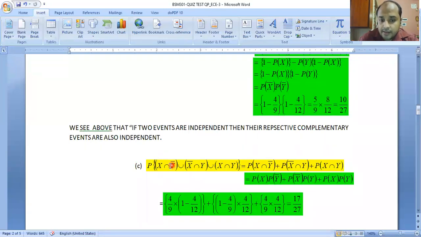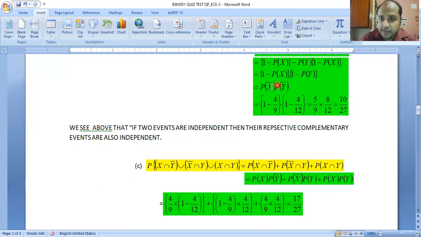Since all of these bracketed events are mutually exclusive, we write the probability of this plus this plus this. Now X and Y are independent, so probability of X into probability of Y. Also, I have not proved the result here; I have kept it for you. The probability of X intersection Y bar will also be independent. So you note in your copy: if capital X and capital Y are independent events, prove that X and Y bar are also independent, and X bar and Y are also independent.